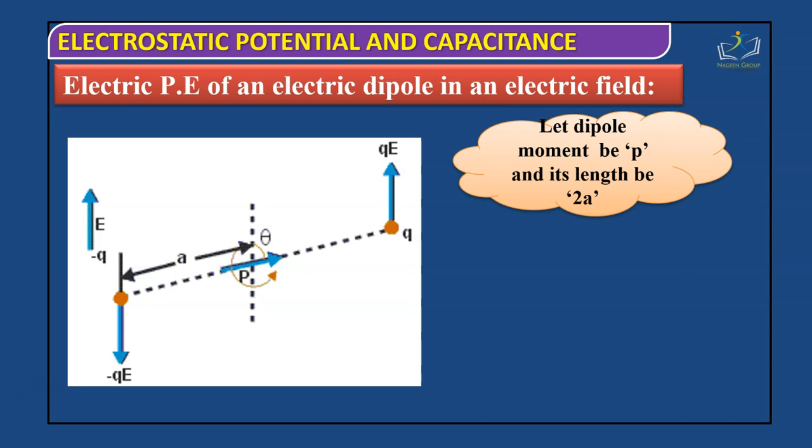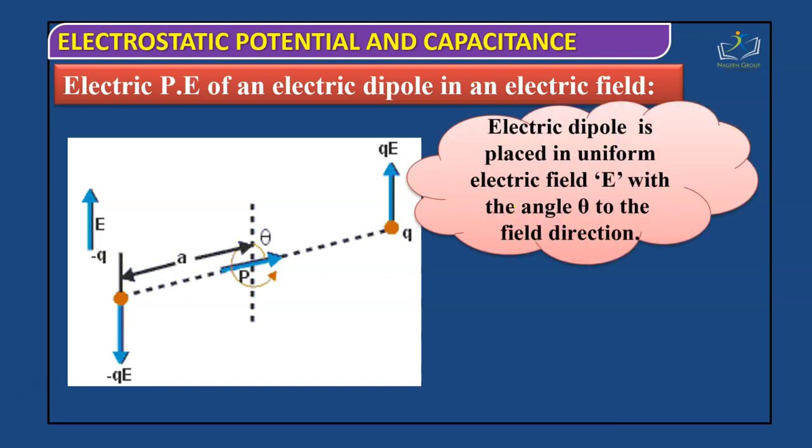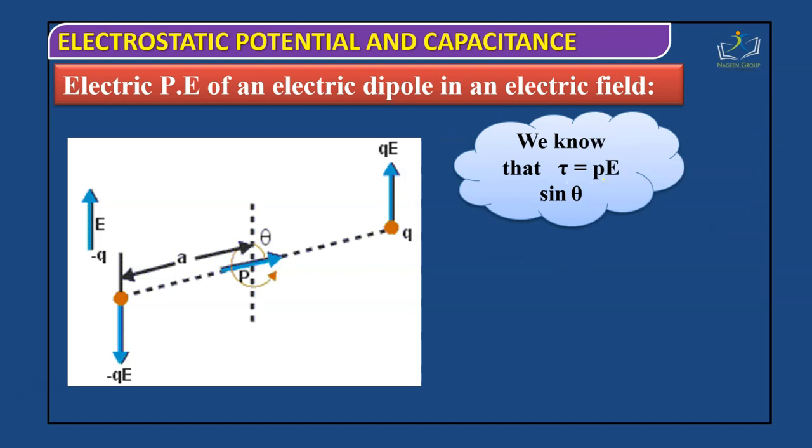So let the dipole moment be P and its length be 2a. The electric dipole is placed in the uniform electric field E at an angle theta to the field direction. We know that tau is equal to PE sine theta. So PE sine theta is the factor generated by the tau. Tau is the angular moment, because of this electric field, these two charges face that angular moment.